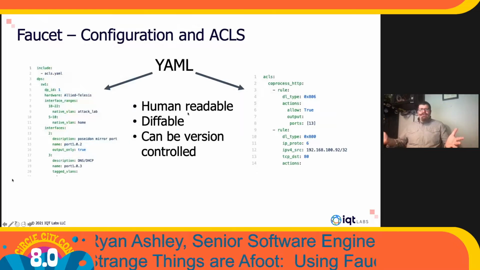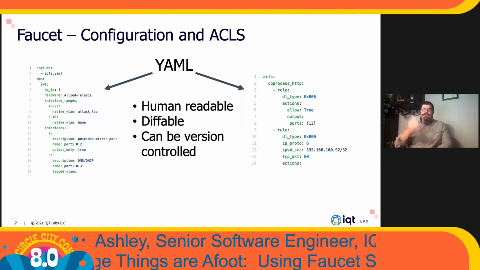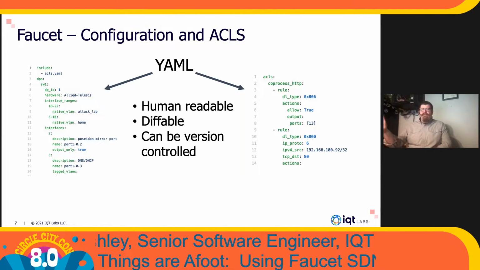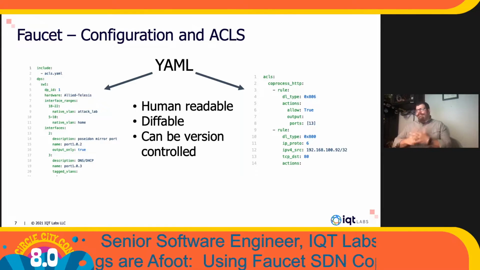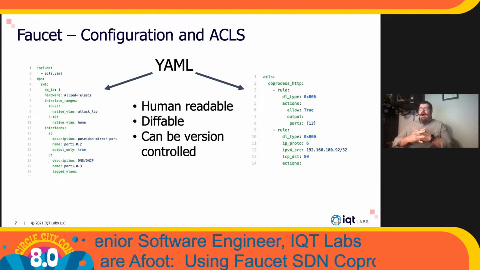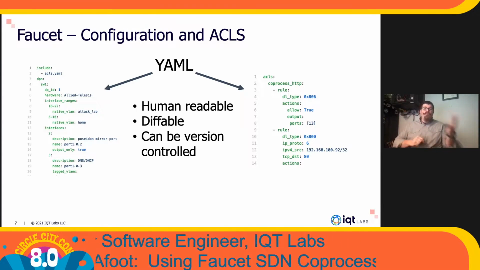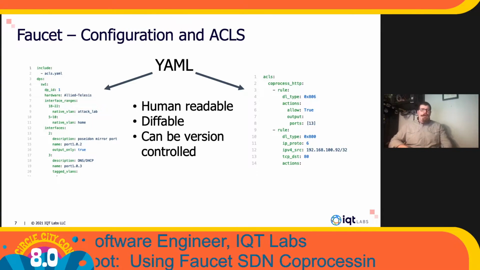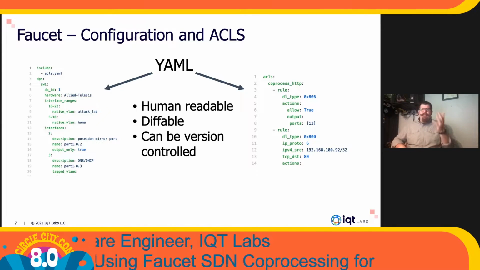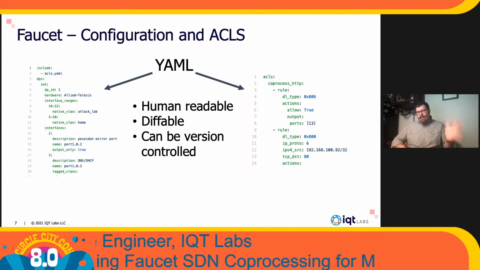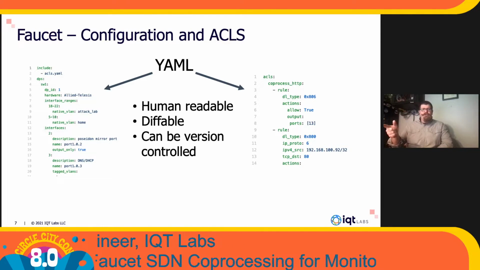The way you actually go about configuring Faucet and the ACLs that you want to use, you just write good old fashioned YAML files. I know everybody loves YAML. I do. Or maybe that's Stockholm syndrome. It's hard to tell. But the great thing about it, it's human readable. You can diff it. I've definitely had scenarios where I did something to my network configuration and I wasn't sure what changed, and being able to just go in and say, what changed between here and here was very, very helpful. And again, you can version control it.